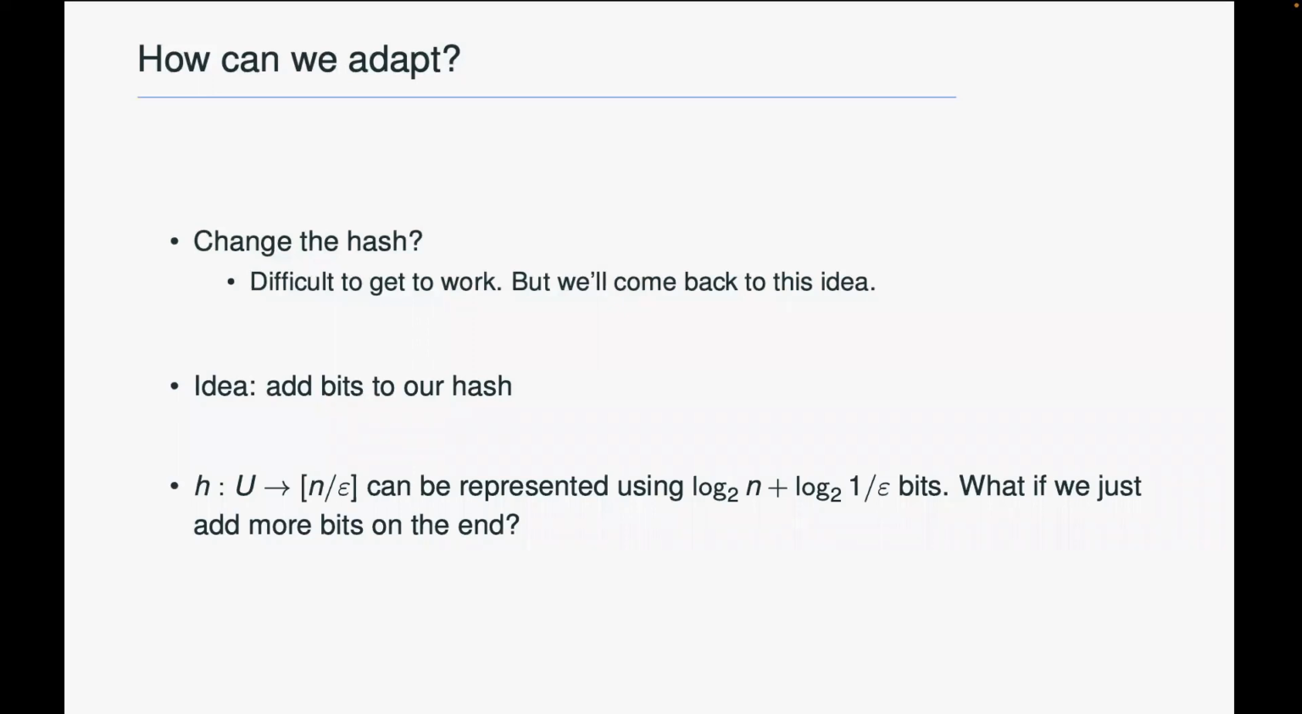What I mean by that is, when I hashed all of our elements to this universe of size n over epsilon, I can represent each of these hash values using log n plus log 1 over epsilon bits. What if I just add some more bits as elements become false positives?